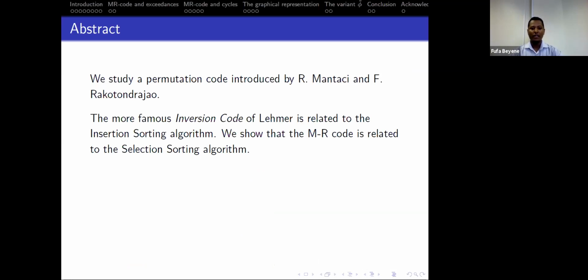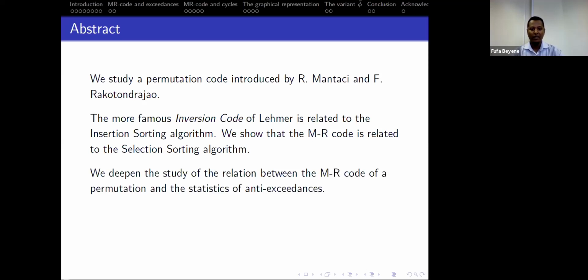It is well known that the famous inversion code of Lehmer is related to the insertion sorting algorithm. In this paper, we show that the MR code, the code introduced by Mantaci and Rakotondrajao, is related to the selection sorting algorithm.